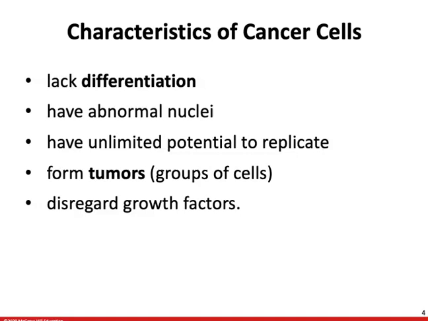There are a couple of key characteristics of cancer cells that allow us to differentiate cancerous cells from non-cancerous cells. First, cancer cells lack differentiation. Differentiation is the process by which a cell acquires specific structure and function. It's what allows a bone cell to be a bone cell, or a blood cell to be a blood cell, or a stomach cell to be a stomach cell. It's the differences in characteristics.